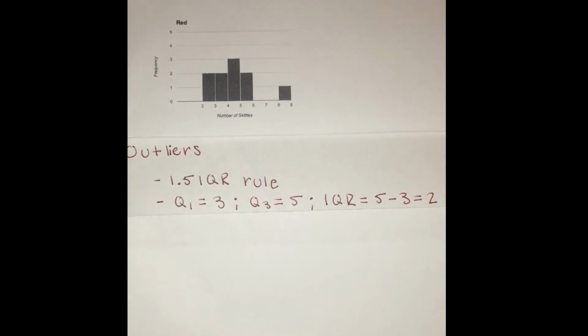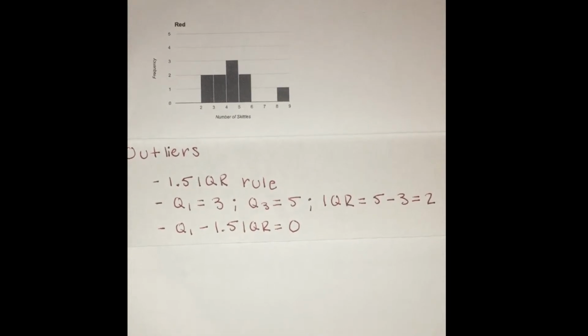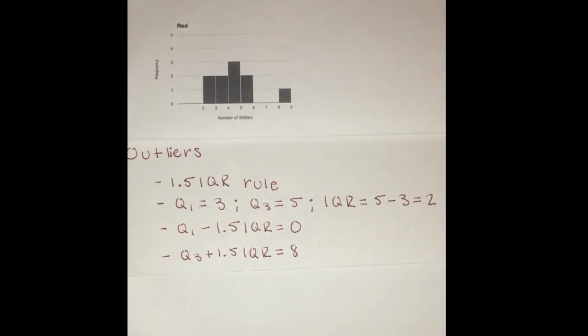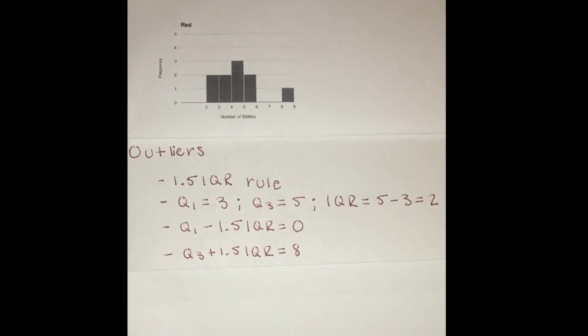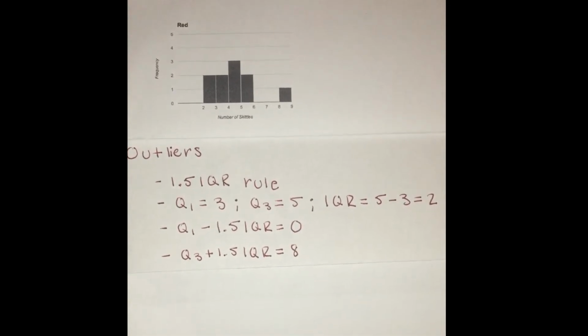To set boundaries for outliers, you then compute Q1 minus 1.5 IQR and Q3 plus 1.5 IQR. For this data, the boundaries are 0 and 8, which happen to be right on the edge of the data, but since no data points go beyond the boundaries, there are no outliers.